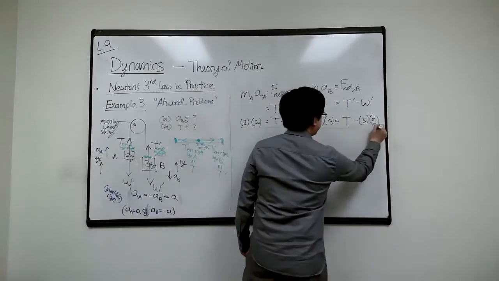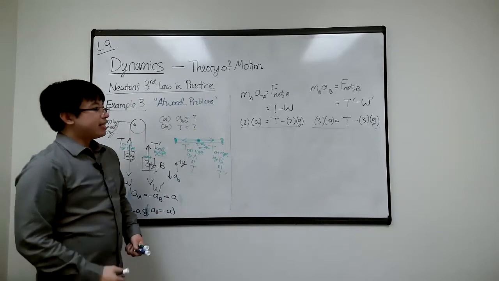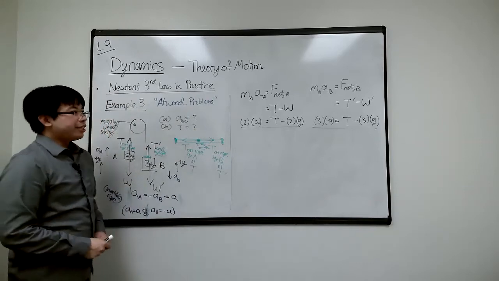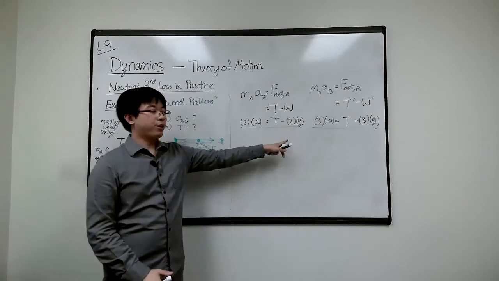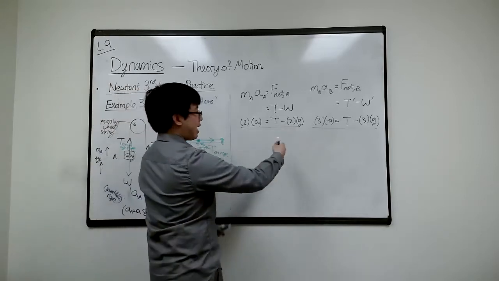How many unknowns do I have? How many equations do I have? I have 2 equations and 3 unknowns? No, 2 unknowns, because G is known. G is just a constant. I'm going to keep it as G, just to be clear in a second.